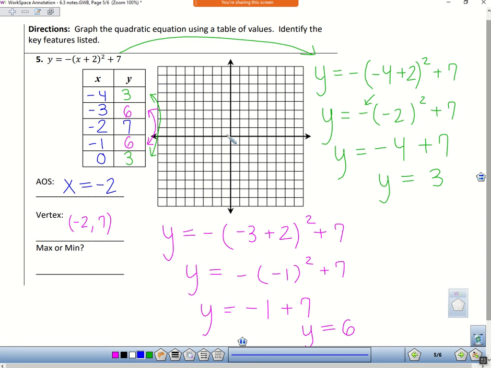Now, we're going to plot these points. Negative 2, 1, 2, 3, 4, 5, 6, 7. Negative 3, 6. Negative 2, 6. 0, 3, 1, 2, 3. So you're just plotting those points however you do it. Connect them, and if you don't end up with a shape that looks like this, you know you went wrong somewhere along the line, okay?